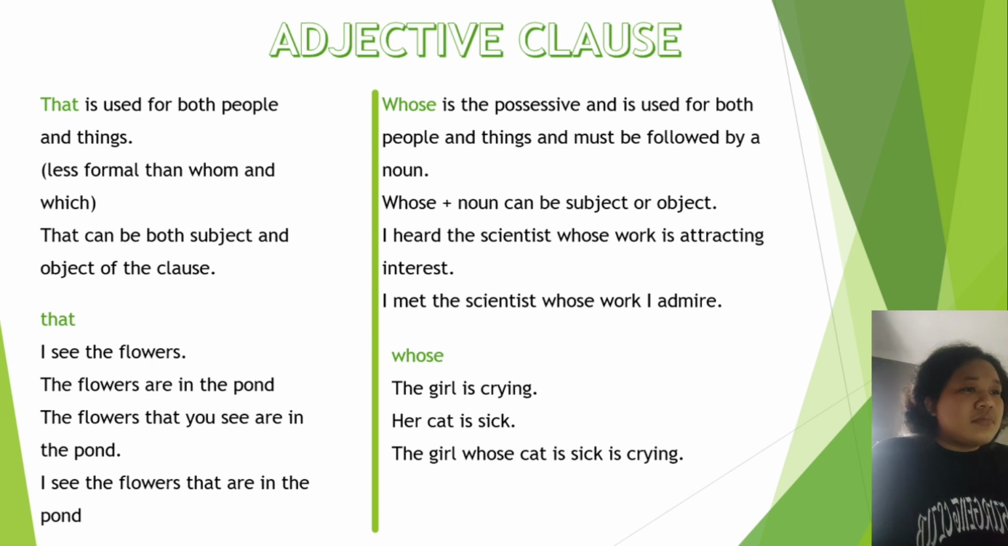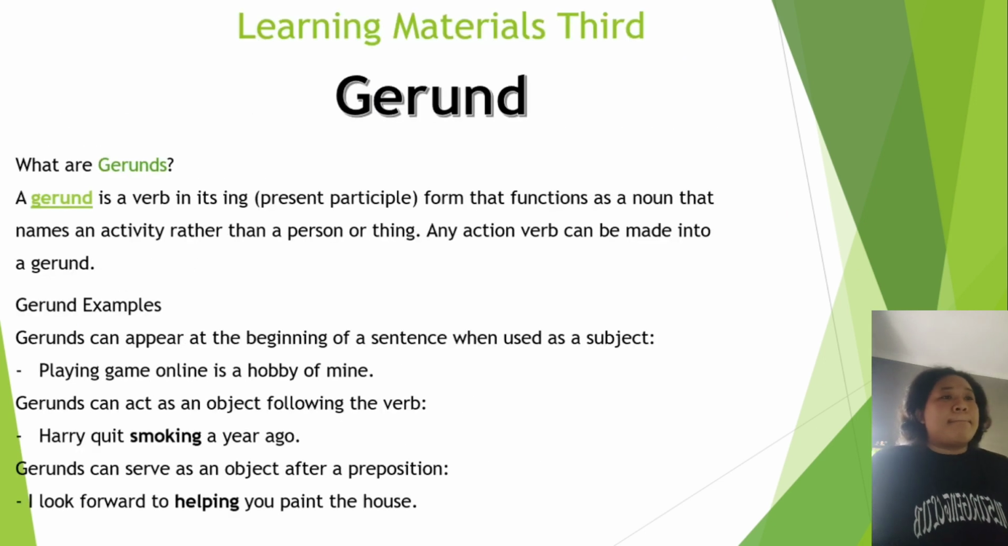Whose is the possessive and is used for both people and things and must be followed by a noun. Whose plus noun can be subject or object. I heard the scientist whose work is attracting interest. I meet the scientist whose work I admire. Whose: the girl is crying. Her cat is sick. The girl whose cat is sick is crying.